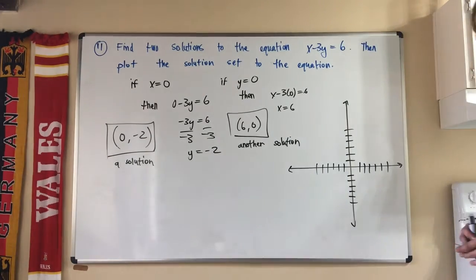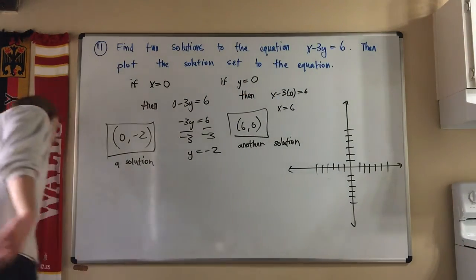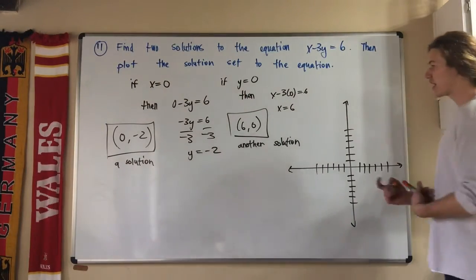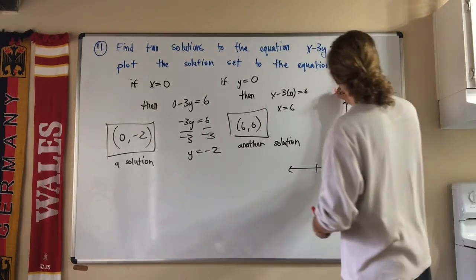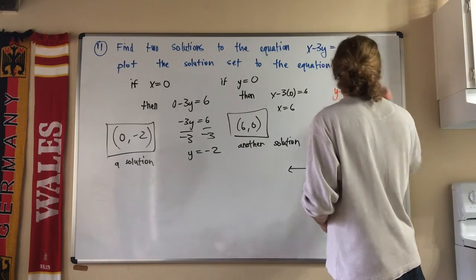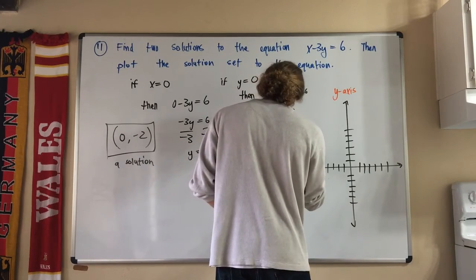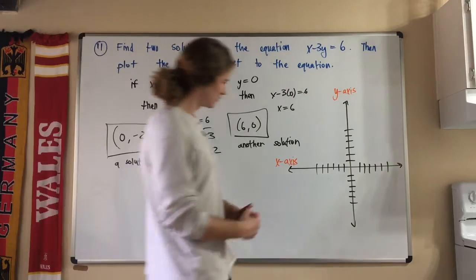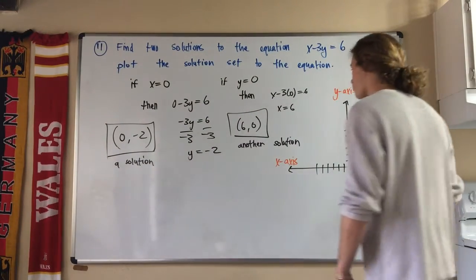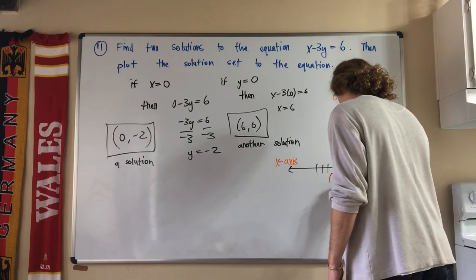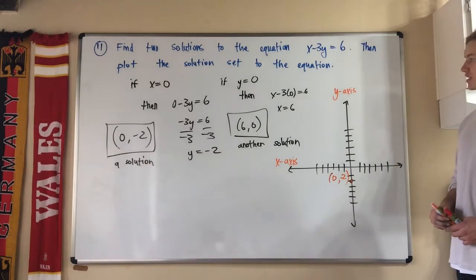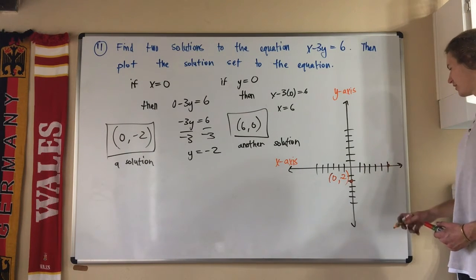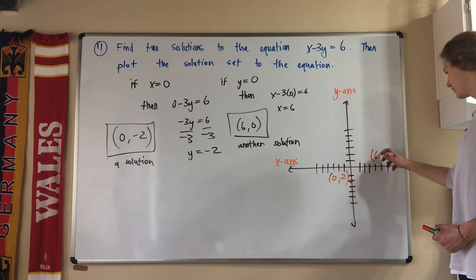All right, let's go ahead and plot some points. The first point that we need to plot is (0, -2). So that's 0 in the x direction and negative 2 in the y direction. Again, I'm going to make my vertical axis my y-axis and my horizontal axis my x-axis. So I can plot these points. (0, -2) is right down here. And (6, 0) is 6 in the horizontal direction to the right, and 0 in the y direction. That's right about there.